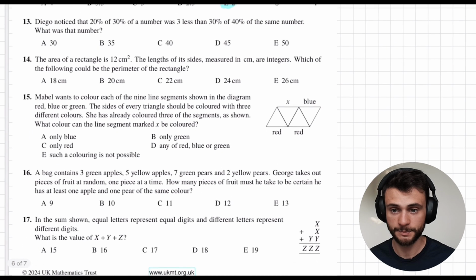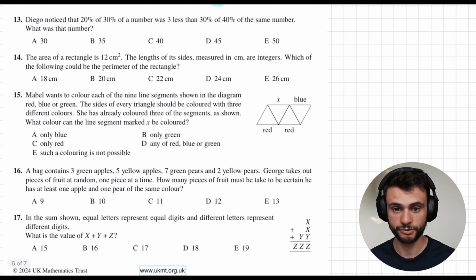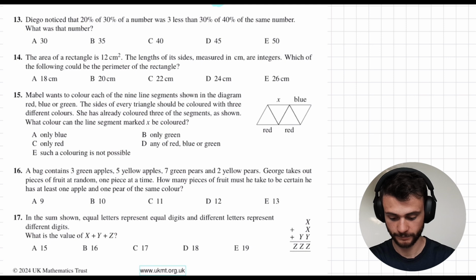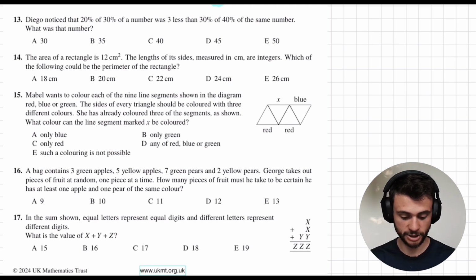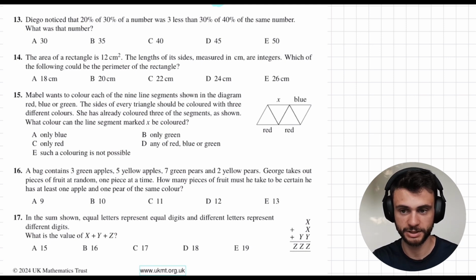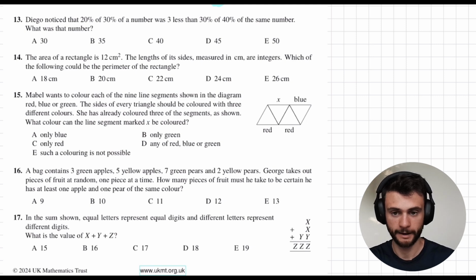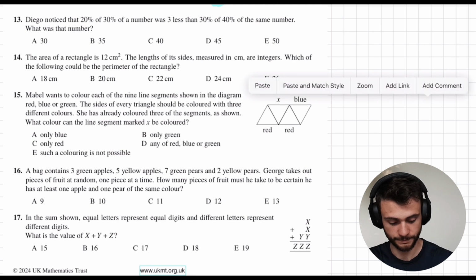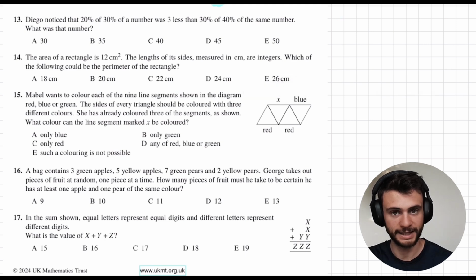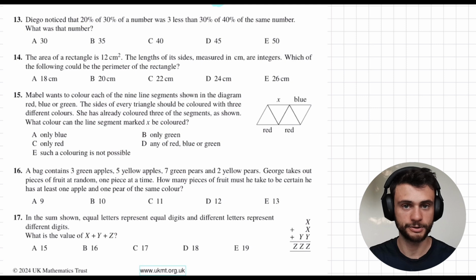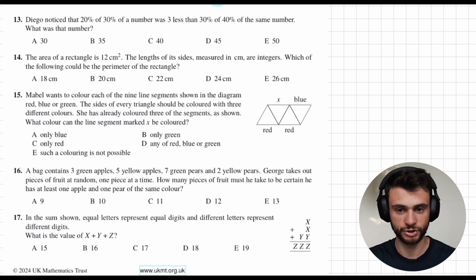Diego notices that 20% of 30% of a number was 3 less than 30% of 40% of the same number. What was that number? So I generally encourage students to work in fractions rather than percentages. It's much easier. I also encourage it over decimals too, just because, doing the calculations, it's generally easiest in fractions because you can do things like cross cancel.